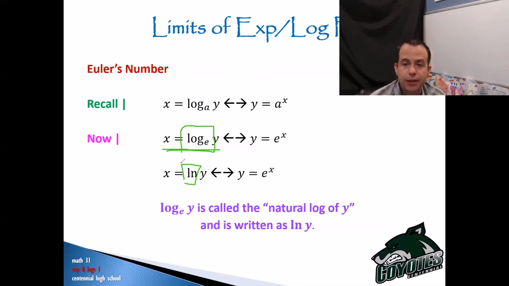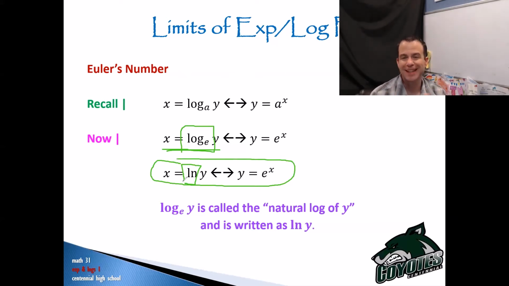Okay, so essentially when we're looking at this guy, we're kind of doing two things. We're taking that x equals ln y and we're going to, in our head, convert it back to log base e of y and then switch it to exponential form. Okay, so log base e of y is called the natural log of y and is written as ln y.